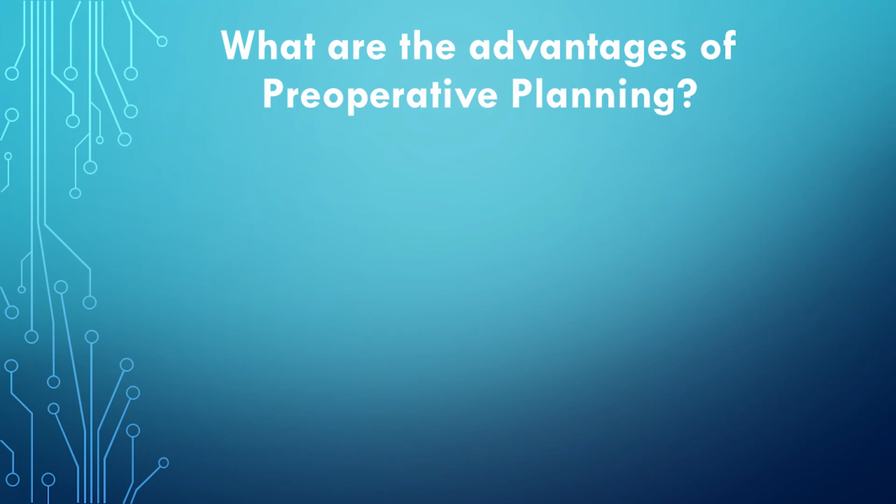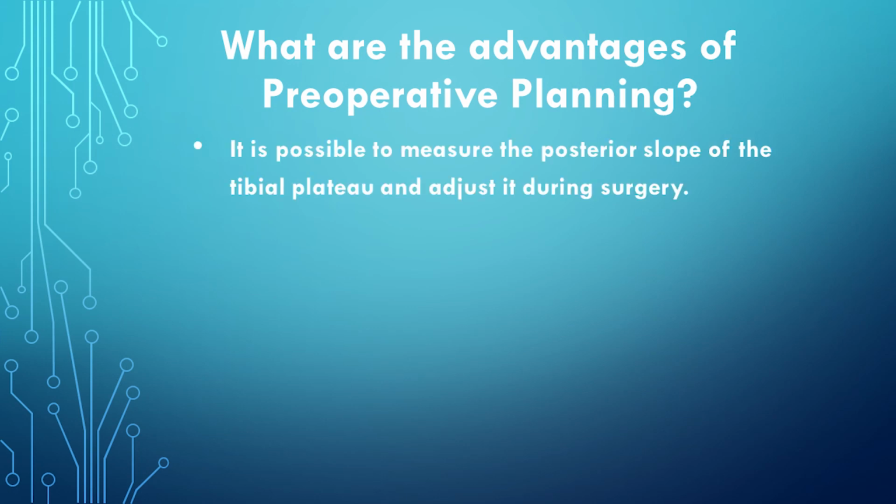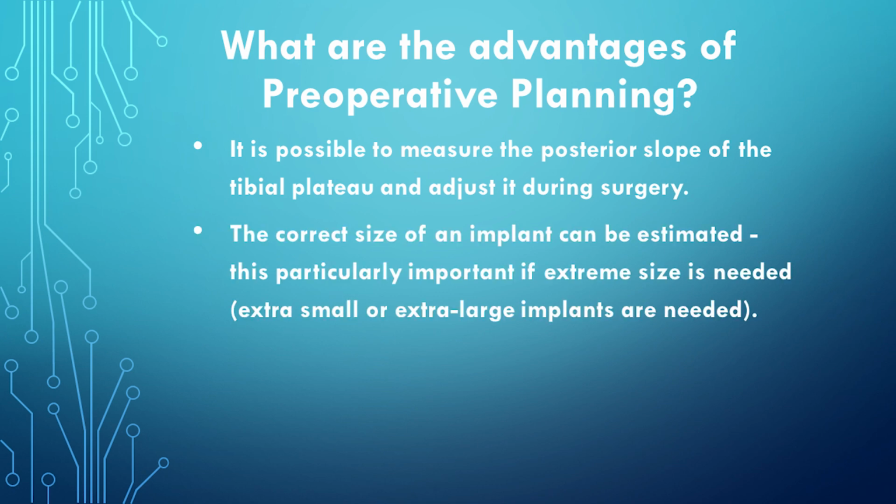Now, what are the advantages of preoperative planning? It is possible to measure the posterior slope of your tibia. Every one of us has a different slope. The correct size of the implant can be estimated, and this is particularly important if you have an extra large or extra small person. You may not have these implants in your backyard, so it's very good to plan preoperatively in these situations.